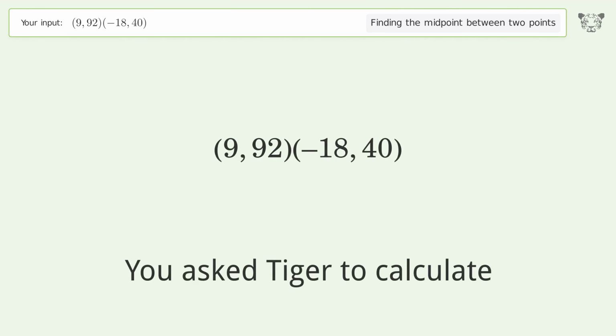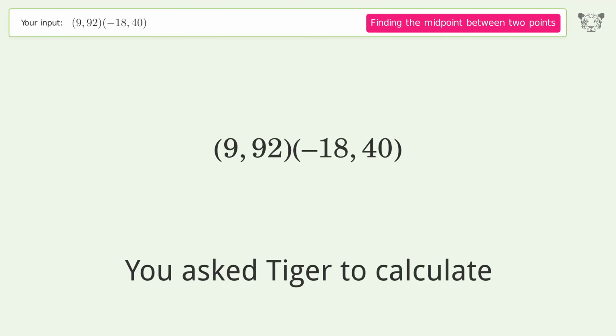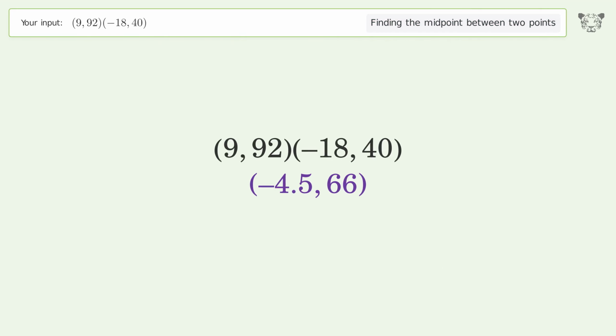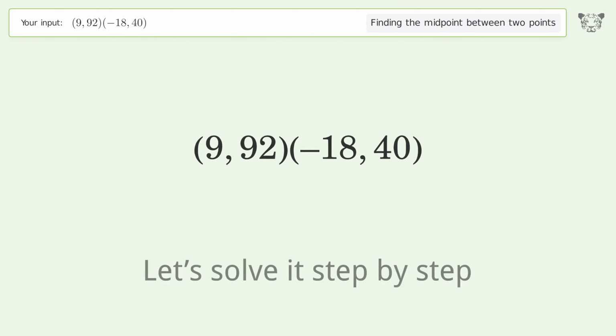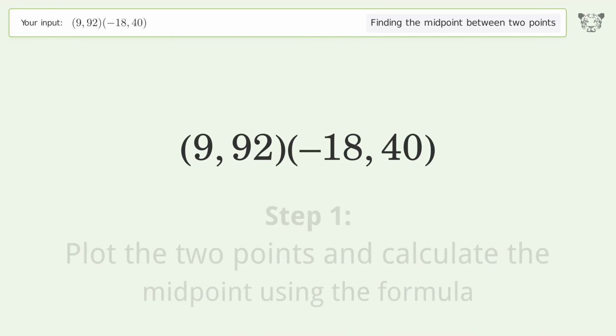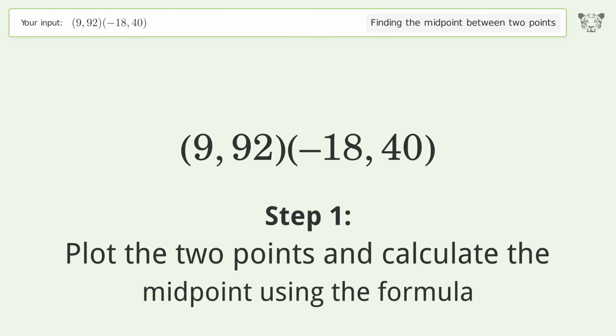You ask Tiger to calculate. This deals with finding the midpoint between 2 points. The midpoint between the 2 points is -4.566. Let's solve it step by step. Plot the 2 points and calculate the midpoint using the formula.